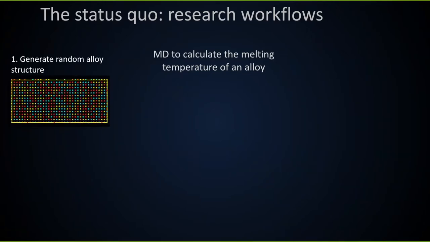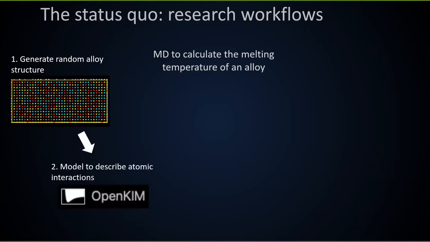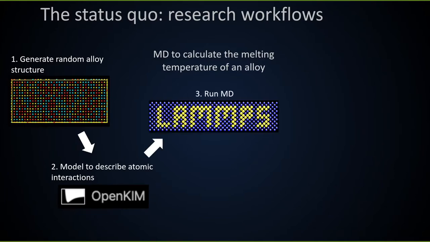So you might start the process by generating an alloy, which is made up of multiple elements in some sort of random structure. Then once you have these atoms laid out in some sort of random structure, they interact with each other through various forces, and these forces can be modeled. And there are codes that do that. They model the interactions between atoms. One of those is OpenKIM. You put those pieces together, they form the initial conditions and part of the model for molecular dynamics.